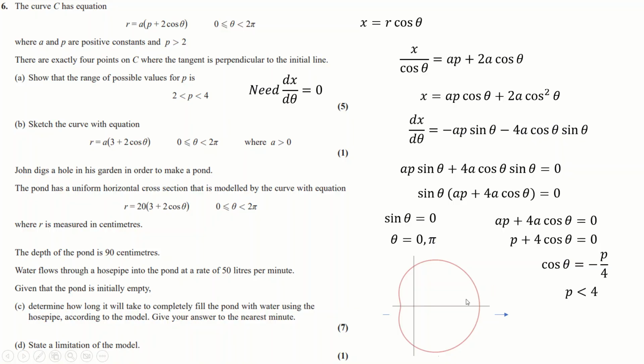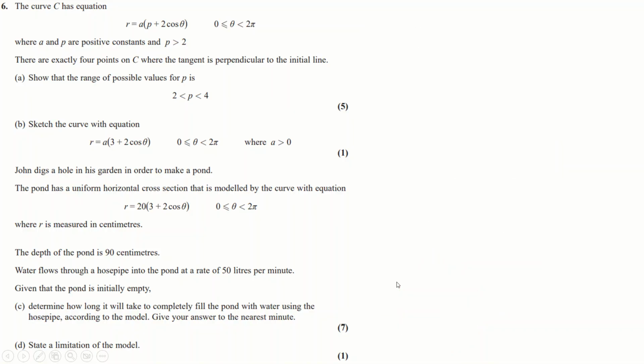So let's find the area of this first. Well, of course, that's going to be half integral of r squared between 0 and 2 pi, because we're going all the way around from 0 to 2 pi, and the formula for polar coordinates is just a half r squared. So we're going to take r, we're going to square it in here.